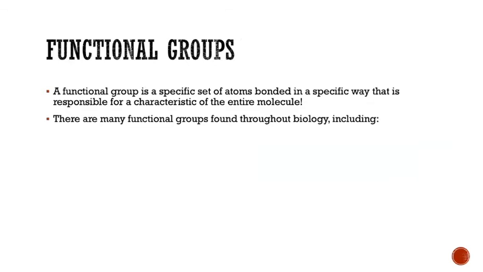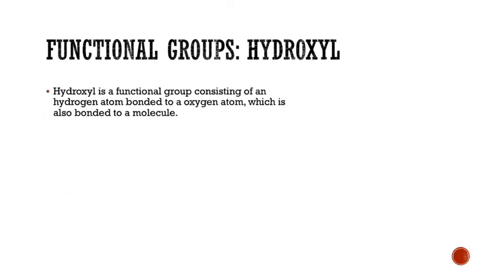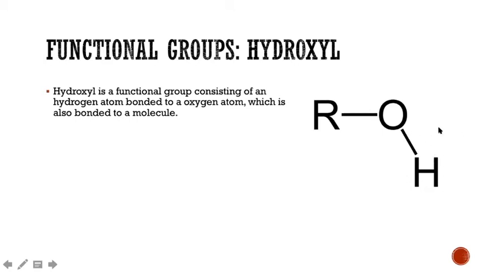There are many functional groups found throughout biology and biological systems, which include hydroxyl, carboxyl, carbonyls, aminos, and phosphates. And we're going to be discussing all of them here. The first one we're going to cover is hydroxyl. Hydroxyl is a functional group consisting of a hydrogen atom bonded to an oxygen atom, which is also bonded to any organic molecule. So you have your hydrogen bonded to oxygen, and then oxygen can be bound to any organic molecule.